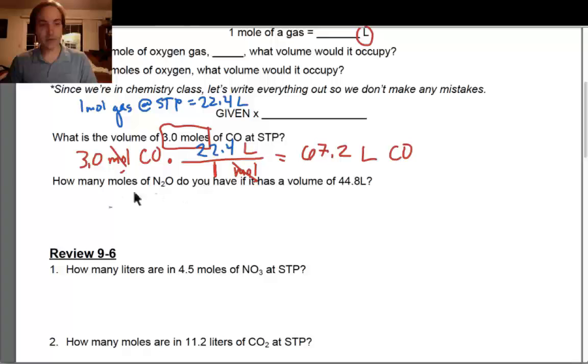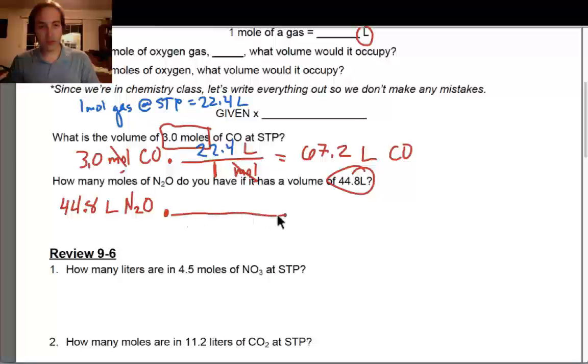Alright, hopefully you tried it. So it says, how many moles of dinitrogen monoxide do you have if it has a volume of 44.8 liters? So where's the given? Well, the given's over here. Okay, so it's 44.8 liters. Don't forget the substance, so in this case N2O. Then dot line. Okay, we know we want to get rid of our old units, so I'm going to put liters down here. They say how many moles, so that's going to be our new units.